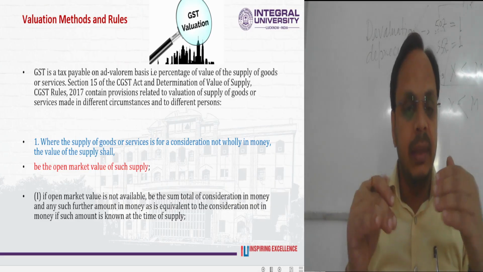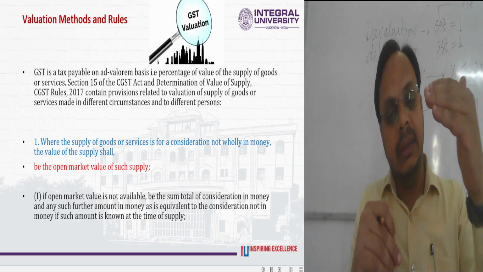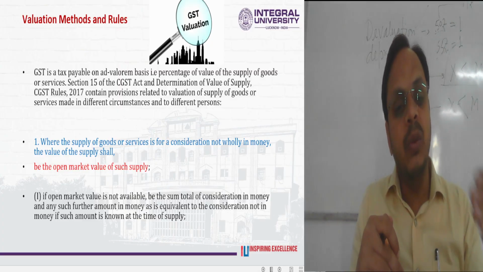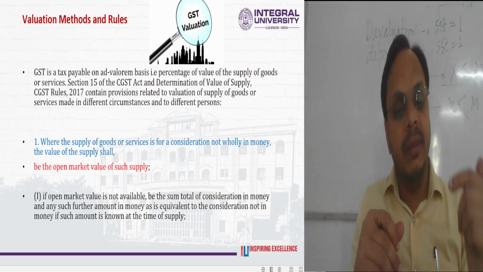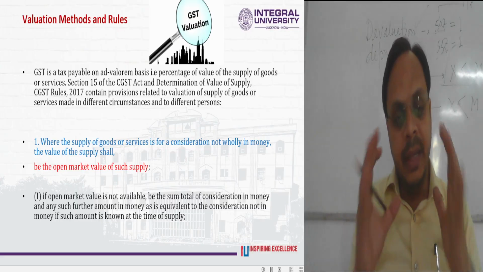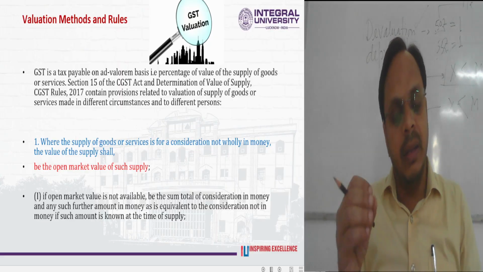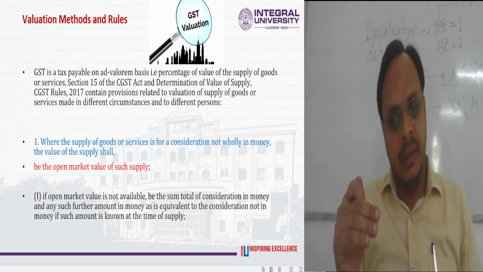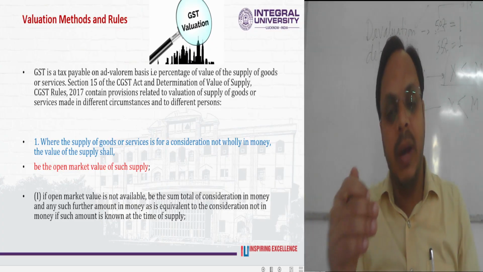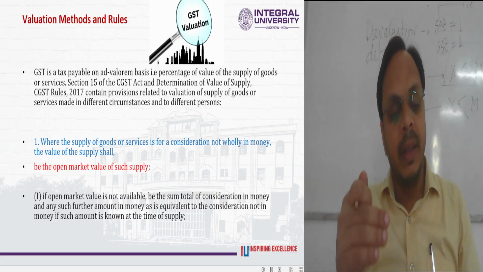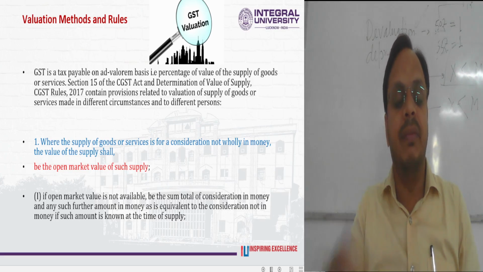First is the rule where the supply of the goods or services is for consideration and that consideration is not only in money. So the value of the supply, the value of such goods and such services, will be the open market value of such supply. And if the open market value of such supply is not available, then it is the total consideration in money and any such further amount in money as equivalent to the consideration not in money. So if such amount is known at the time of the supply, it will be the open market value of such supply.